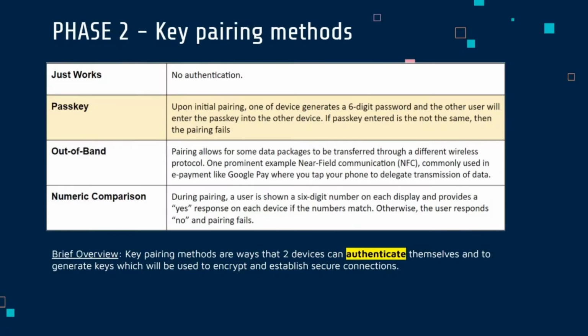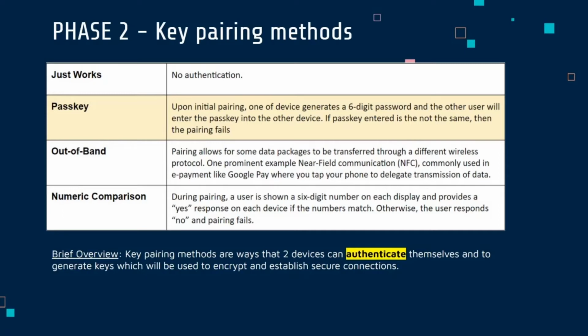So what are the key pairing methods? Key pairing methods are ways that two devices can authenticate themselves. They are used to generate keys that will be used to encrypt and establish secure connections. For Just Works, as the name suggests, it just works, and therefore there is no authentication. In passkey, one device will generate a 6-digit passkey, and it will require the other user to enter the same 6-digit passkey into their device.